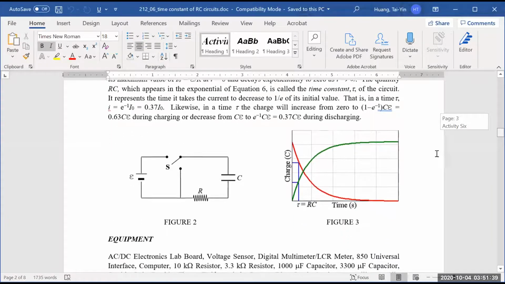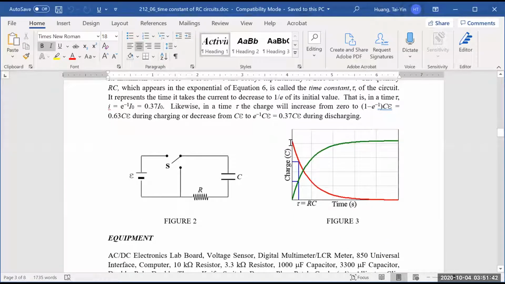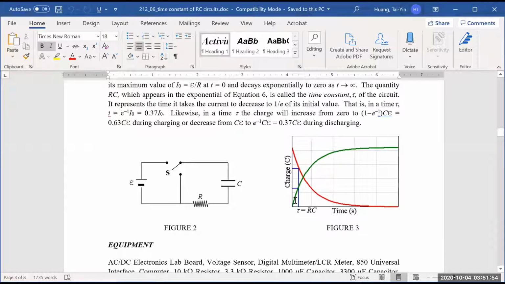Okay, so for discharging, you can see that as a function of time, the charge will have an exponential decay like this. It will drop like this. So during this charging or discharging process, we found that there is a quantity which we call a time constant, which indicates how much time.